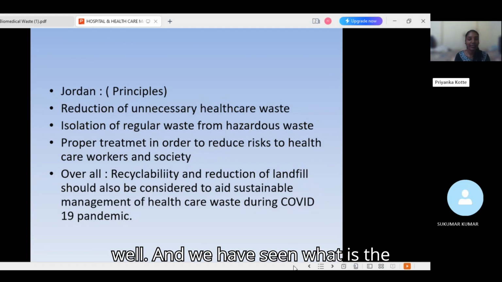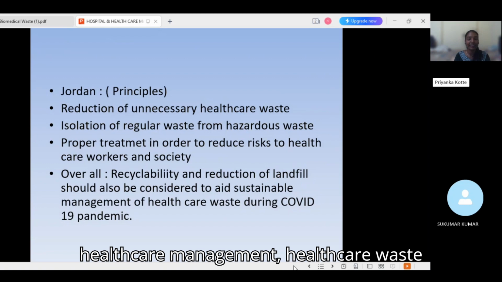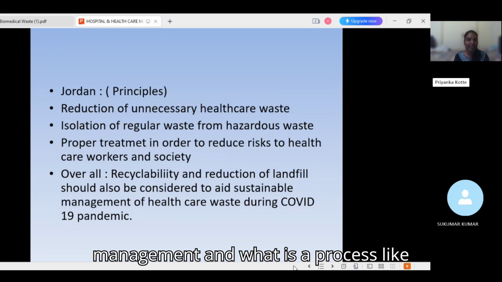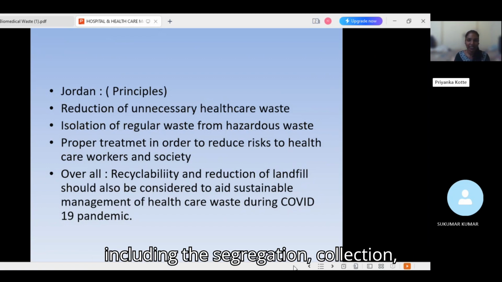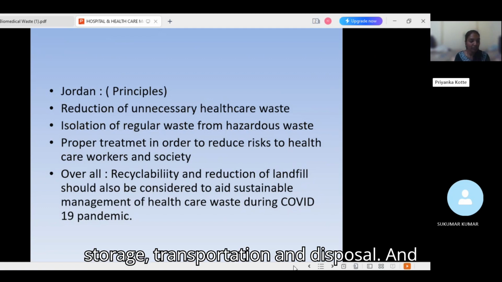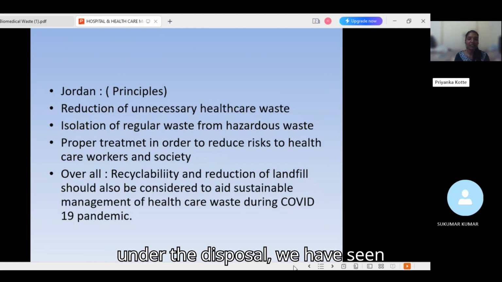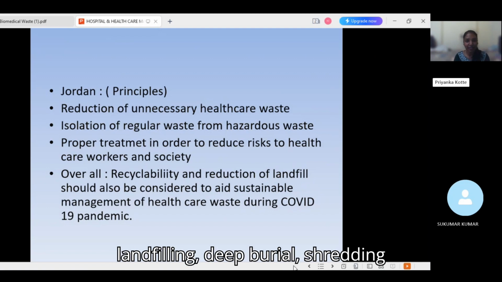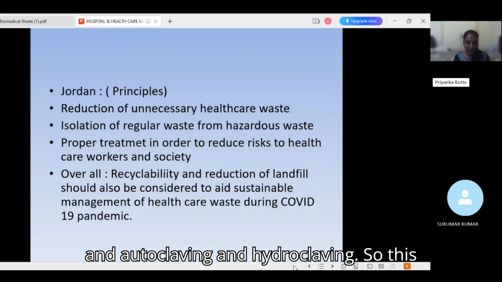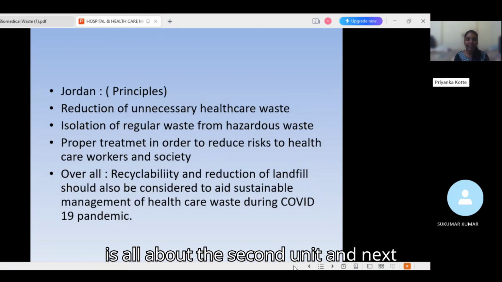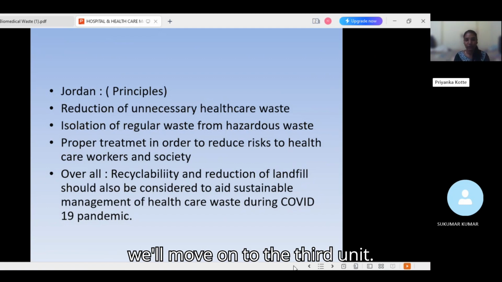And we have seen what healthcare waste management is and what the process is like, including segregation, collection, storage, transportation, and disposal. Under disposal, we have seen different techniques: incineration, landfilling, deep burial, shredding, autoclaving and hydroclaving. So this is all about the second unit, and next we'll move on to the third unit.